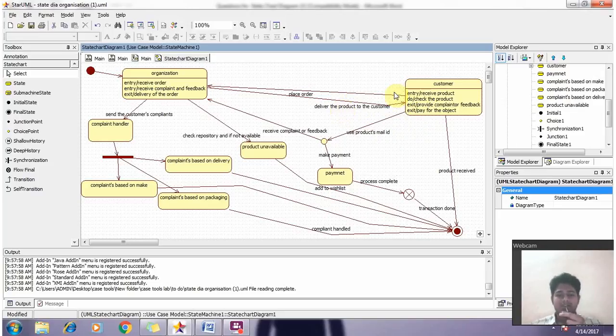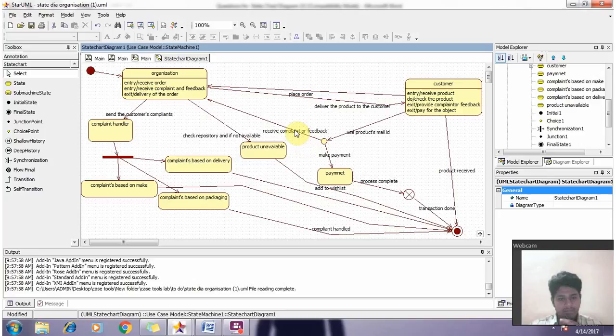In this class, the customer is placing an order with the organization, and the organization is delivering the product placed by the customer. It is using the product's mail ID. The product mail ID is used to make payment and also to give a complaint. So this is the choice point, which has two options, either or. It will send a complaint or feedback to the organization, or it will make some payment.